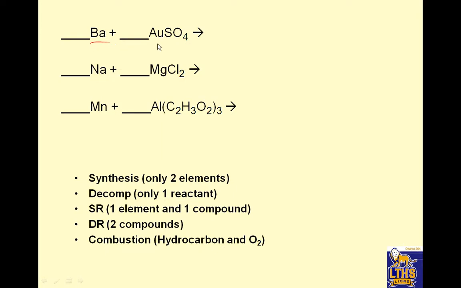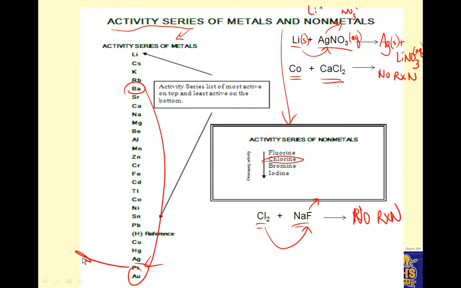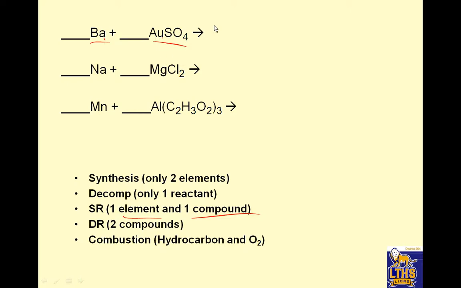Oh look, it's an element and a compound. Must be single replacement. Is barium more active than gold? Well, let's see. I'm going to erase all these. Where's barium? Barium, gold. Barium can kick out gold. So we go back here and we say, barium is going to hook up with sulfate. Sulfate is a -2. Barium's a +2 from the periodic table. So I have to write it as BaSO4. And what got kicked out was the gold.